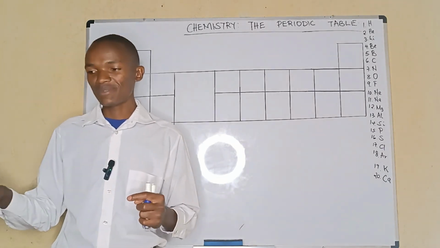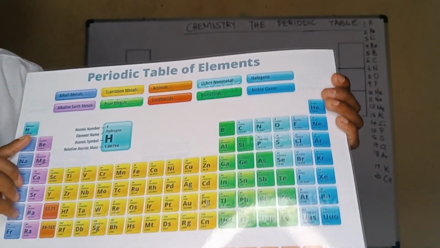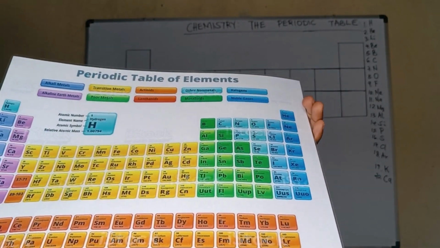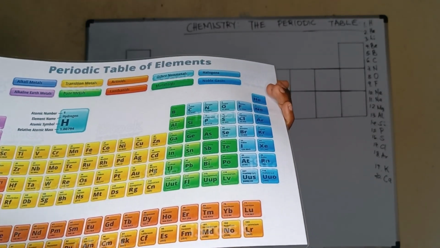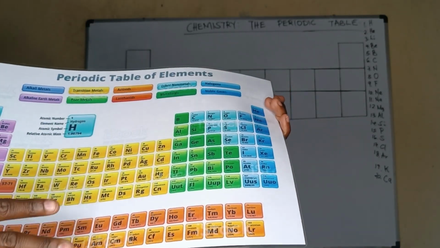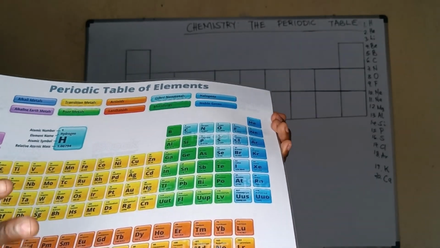But before we start mapping them on the grid, I can show you the comprehensive periodic table. It is over here, and here it is. Just by having a glance at it, we can notice that it has a lot of columns, a lot of rows, but it also has different colors.